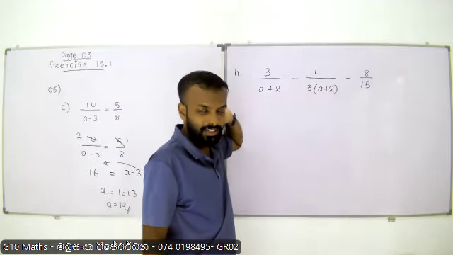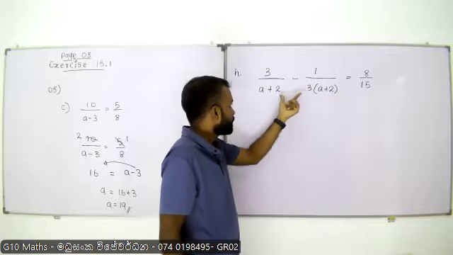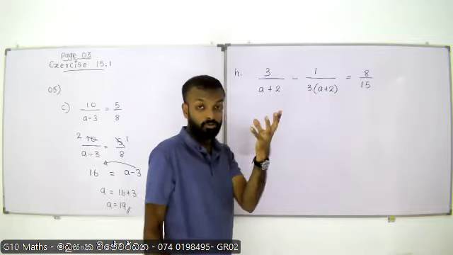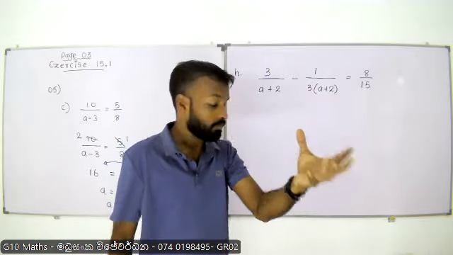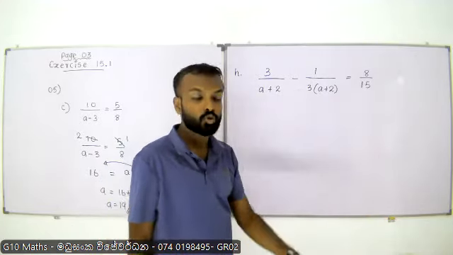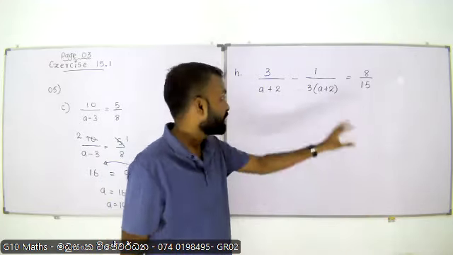Here you have a plus 2, here you have a plus 2. Here you have 3. So you need to see that the LCM of this fraction and this fraction should be 3 times a plus 2. So you know how to obtain the LCM of algebraic expressions. We have done that earlier. a plus 2 and a plus 2. Here you have 3 additional. So your common denominator should be 3 times a plus 2, but here your 3 is missing.